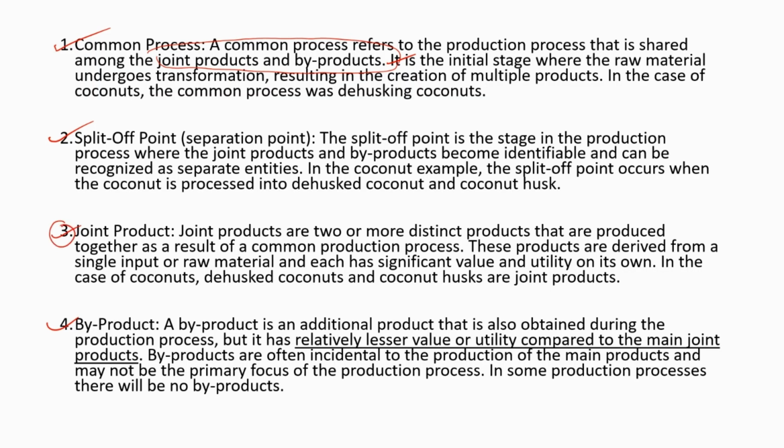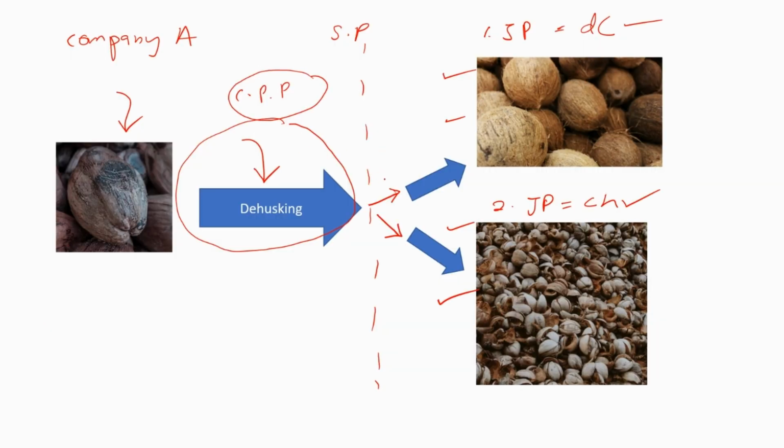The third term, joint product. Joint products are two or more distinct products that are produced together as a result of a common production process. These products are derived from a single input or raw material, and each has significant value and utility on its own. In the case of coconuts, dehusked coconuts and coconut husks are joint products. So what this means is, at the split off point, we can identify the joint products that will be produced using the common production process. These joint products have their own market value and utility. These joint products will be produced using a common input, in this case, the coconuts that are bought from the farmers.